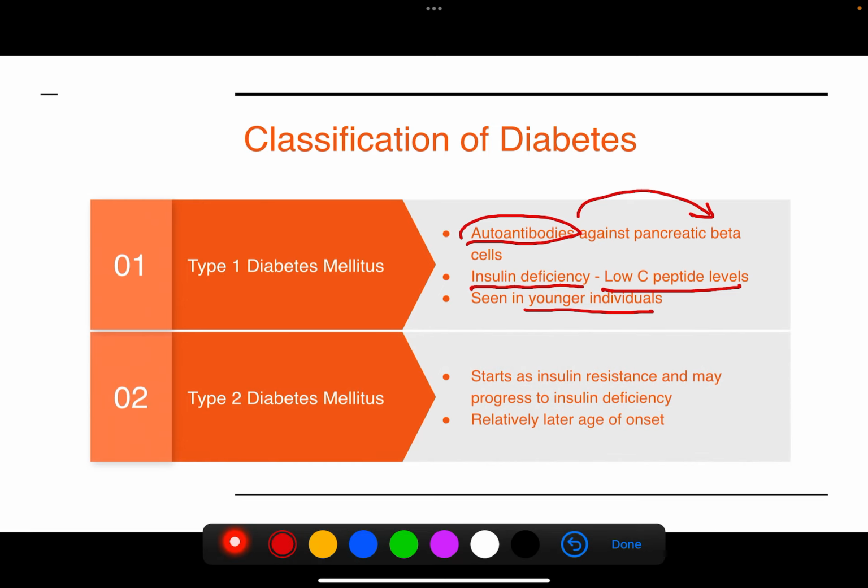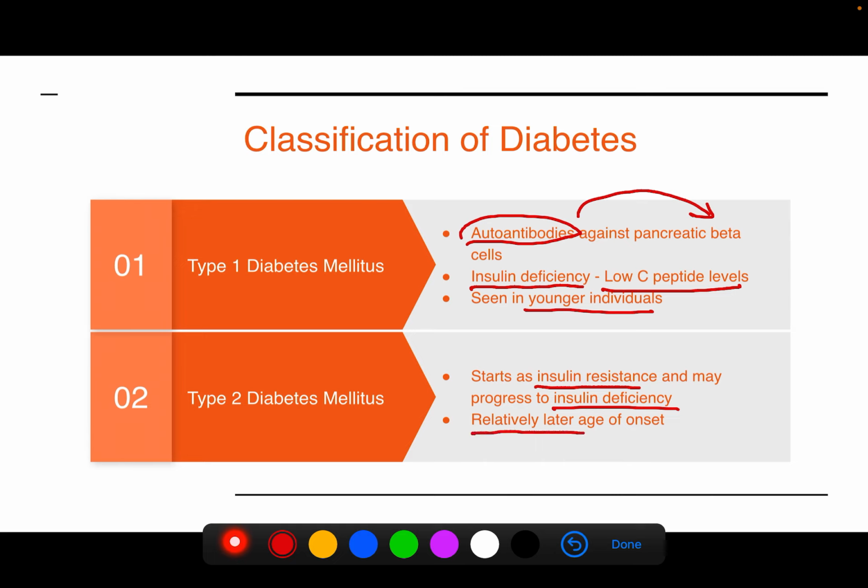Then second is the commonest one which we see, type 2 diabetes mellitus. In that video on the pathophysiology of type 2 diabetes mellitus, I told you how it initially starts with obesity. Obesity increases the insulin resistance, and then there is hyperglycemia. There is a vicious cycle, then finally there is beta cell failure leading to insulin deficiency. So type 2 starts as insulin resistance and progresses to insulin deficiency. I have told this in detail in that video. This is relatively at a later age of onset.